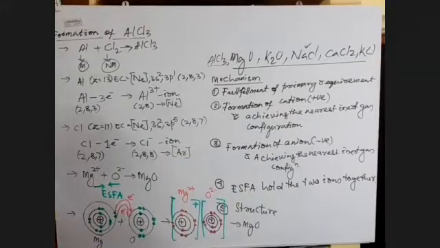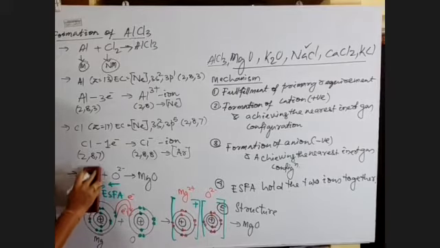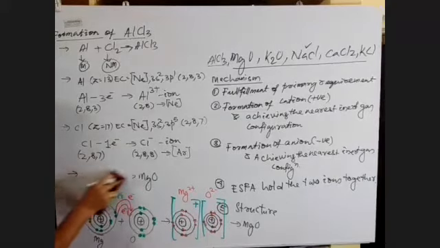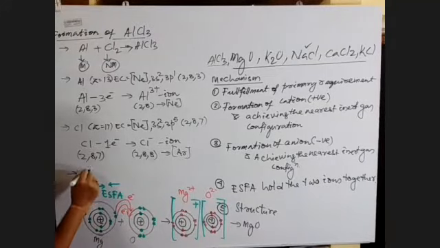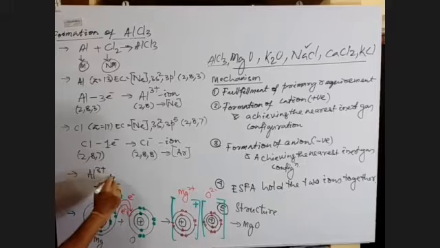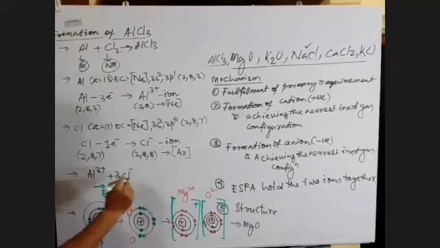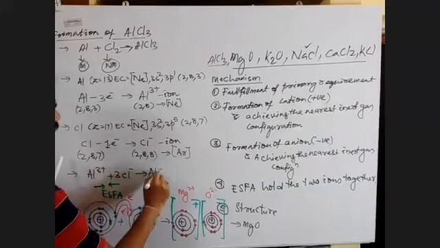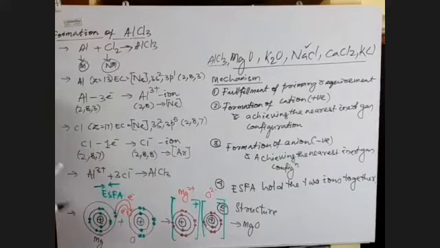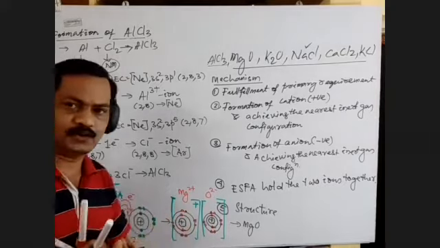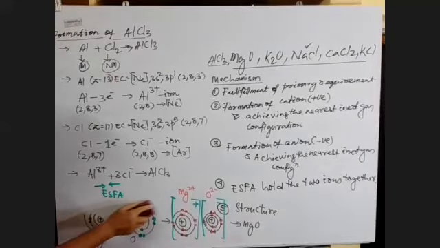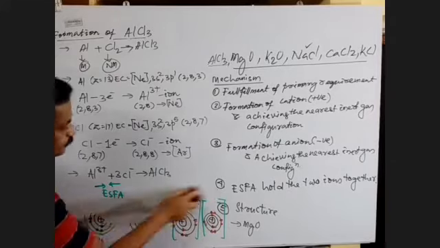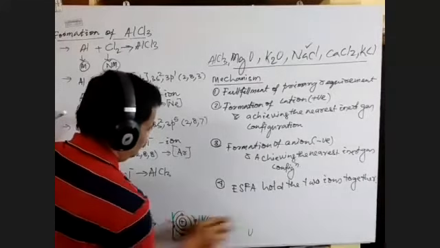Now the aluminum will combine by electrostatic force of attraction. So what will happen now? Al3 plus and 3Cl minus will form AlCl3. Strong electrostatic force of attraction will hold the two ions together. Now if you want to draw the structure, the structure will be a little different. So let us draw the structure.